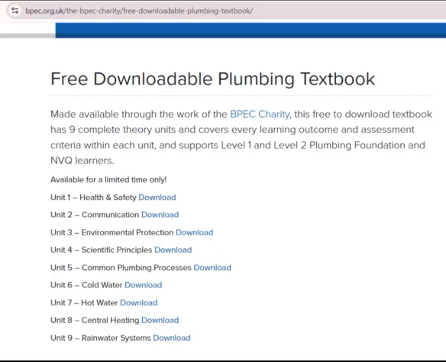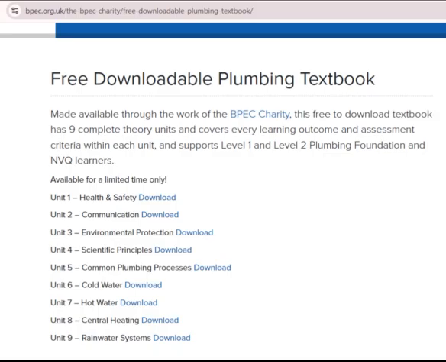Learning Outcome 5. Know simple mechanical principles and their application in the mechanical services industry. There are two assessment criteria in this learning outcome.